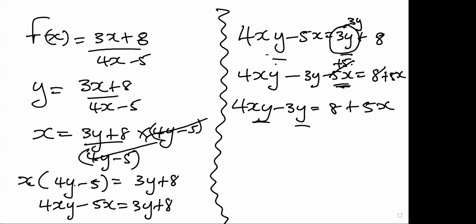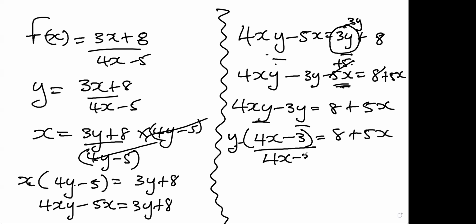We want to get y by itself. So we factor out the y. So y into this would leave 4x. y into that would leave minus 3. And that is equal to 8 plus 5x. This is the final step. We divide by 4x minus 3. Because y by itself. See, y finally by itself.